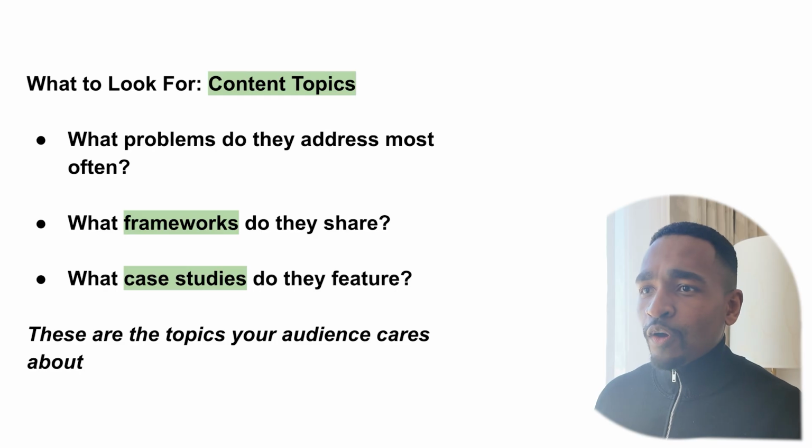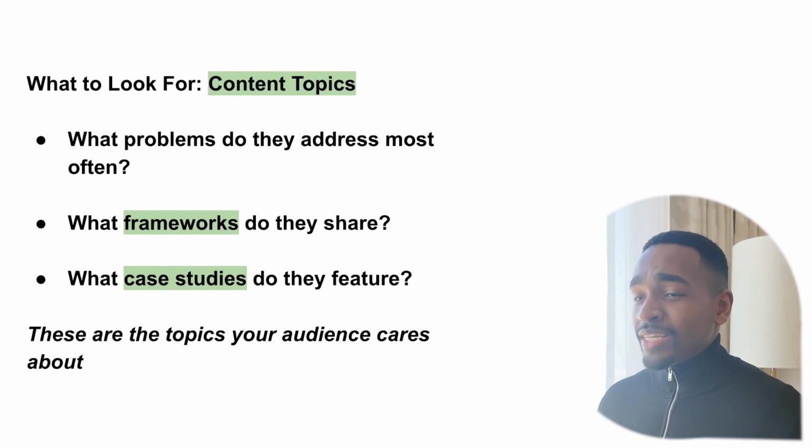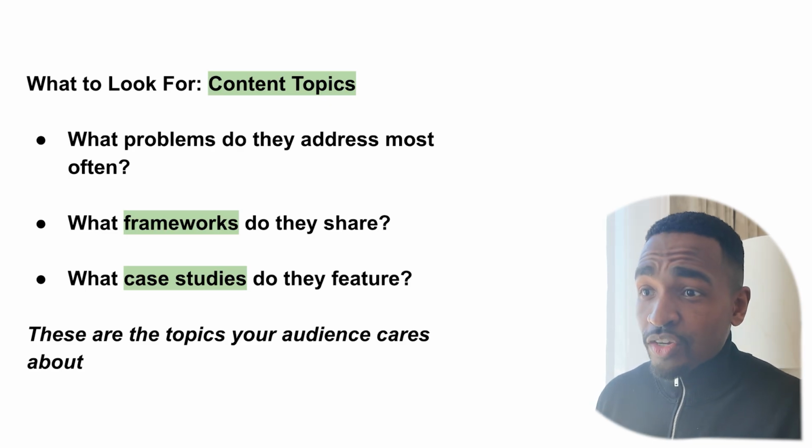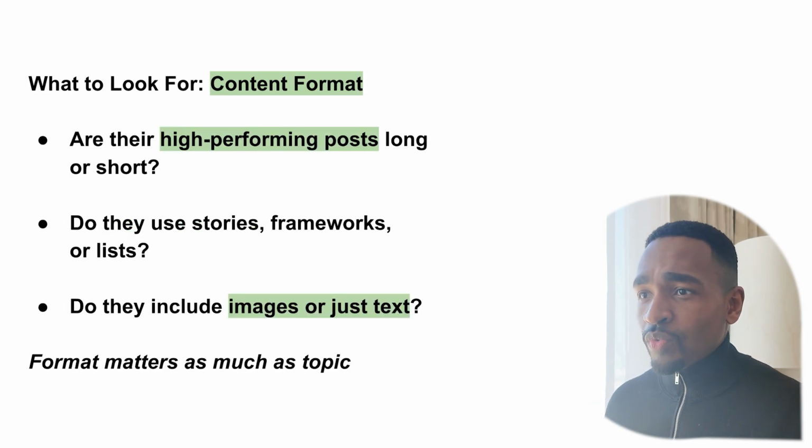So leverage that headline structure, not the exact words, just adapt it to your own business. Second, look at the content topic. So what problems do your competitors address most often? What frameworks do they share? What case studies do they feature? If all of your competitors are posting about the LinkedIn algorithm, in my case, or profile optimization and outreach strategies, those are likely topics that your audience actually cares about. So you don't have to guess. Follow the data and then post about what's already proven to resonate.